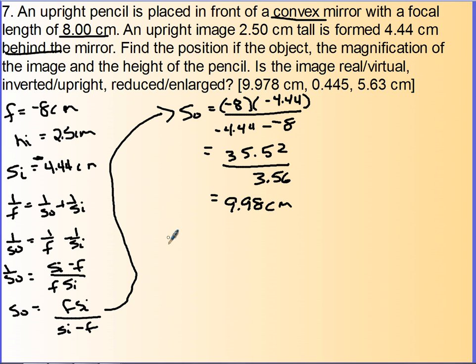Find the magnification. Magnification is minus SI over SO. So it's minus SI, which is negative 4.44, divided by SO, which is 9.98. Okay, this is going to be positive. 4.44 divided by 9.98 gives me a magnification of positive 0.445.